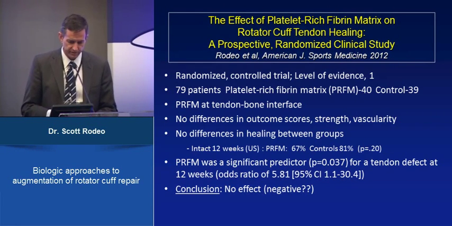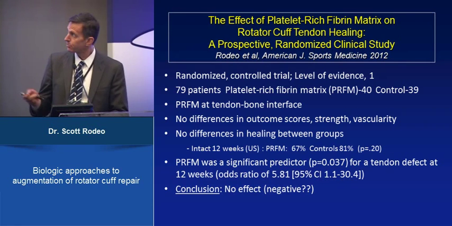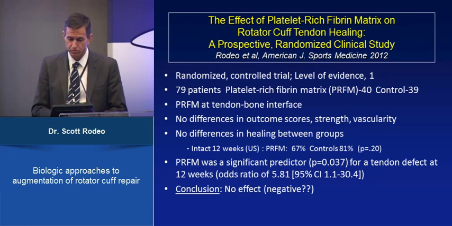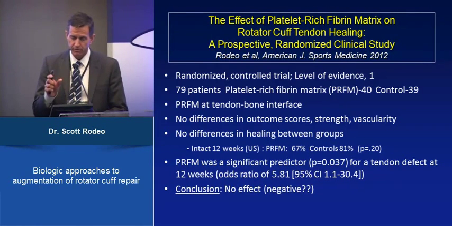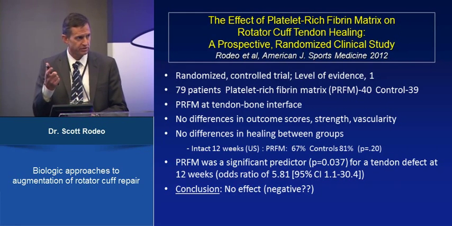The rate of intact tendon was 67% in the PRP group versus 81% in the control group. And in fact, the platelet-rich fibrin matrix was a significant predictor for a tendon defect at 12 weeks. So in fact, suggesting a potential negative effect in our study.